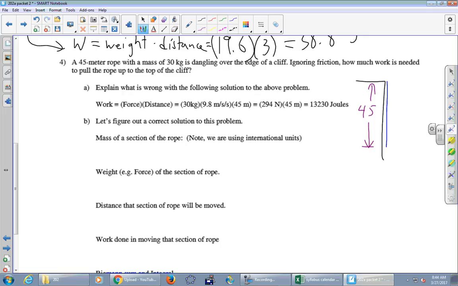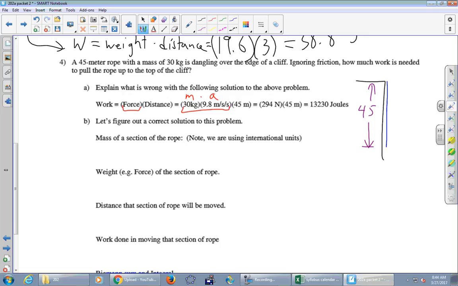Let's take a look at the wrong way to do this. Explain what is wrong with the following solution. So it says work is equal to force times distance. That's our definition. The force is, as we calculated up above, mass times acceleration, right? 30 kilogram mass, 9.8 acceleration. And then we multiply that force, so I'm just going to underline here, that thing is this thing. Multiply that force by the distance, 45 meters, crunch them all together, 13,230 joules.